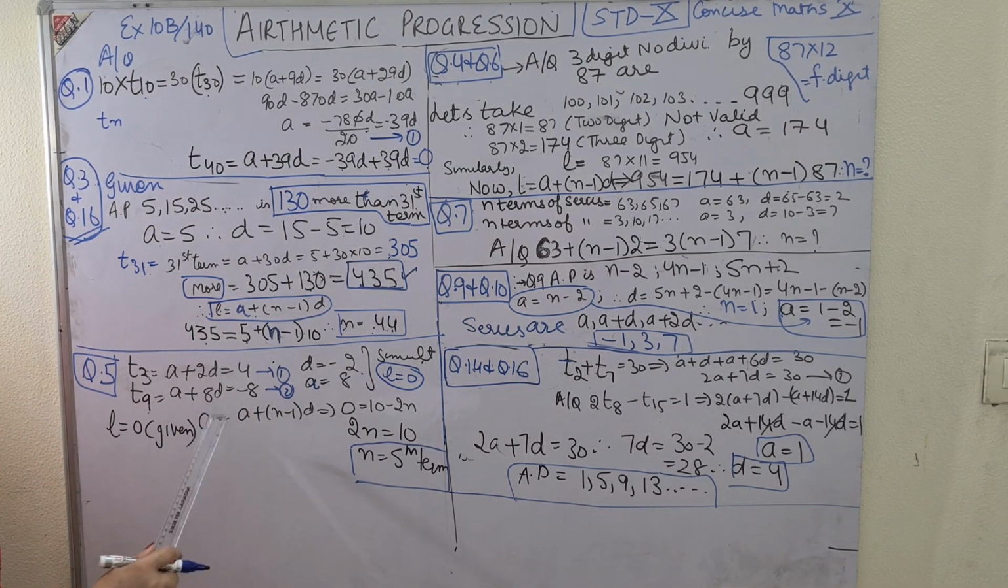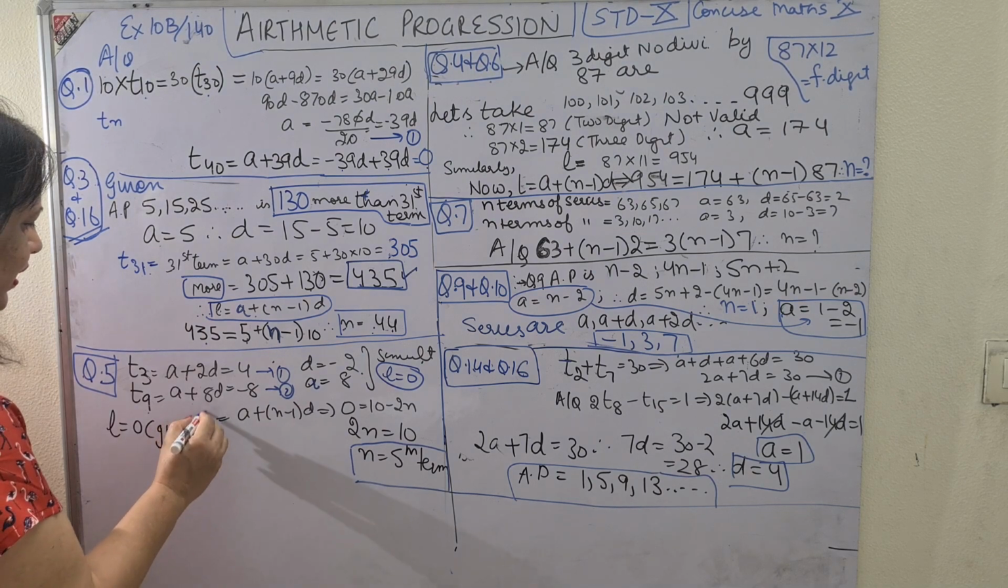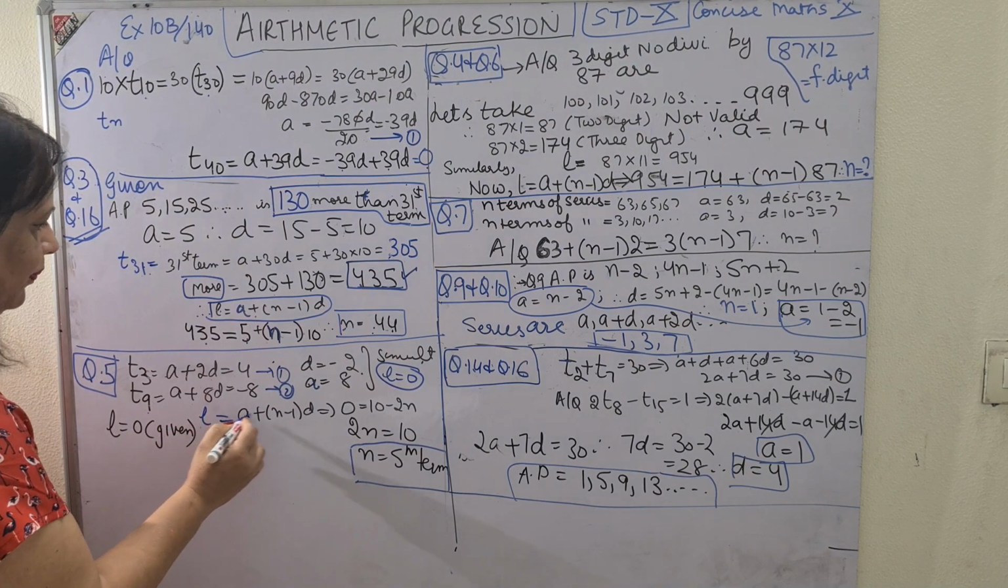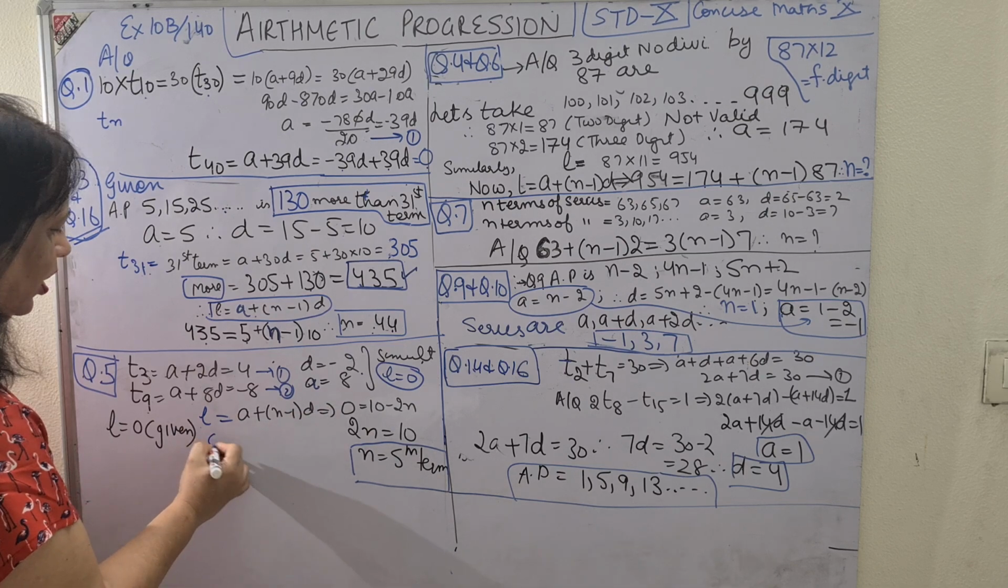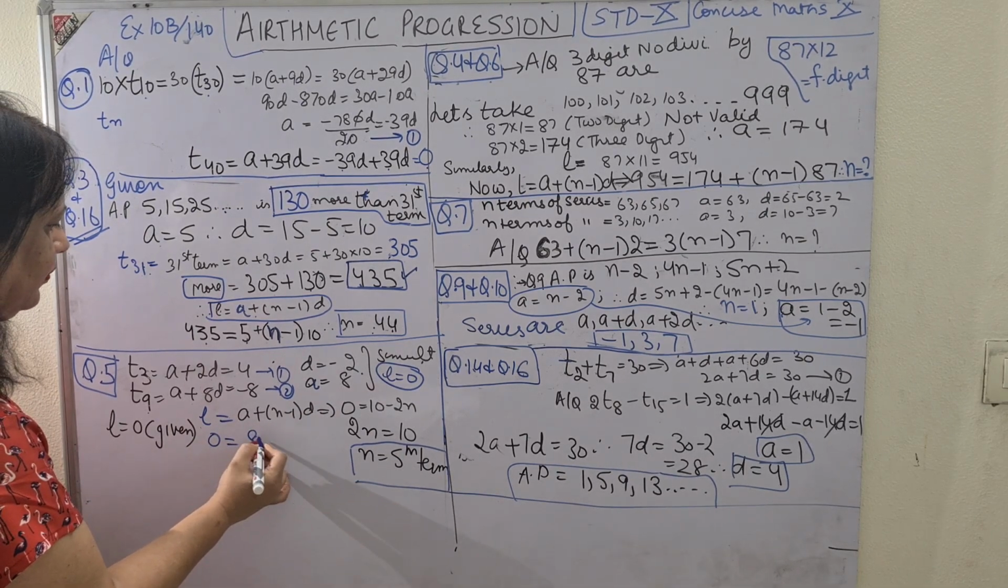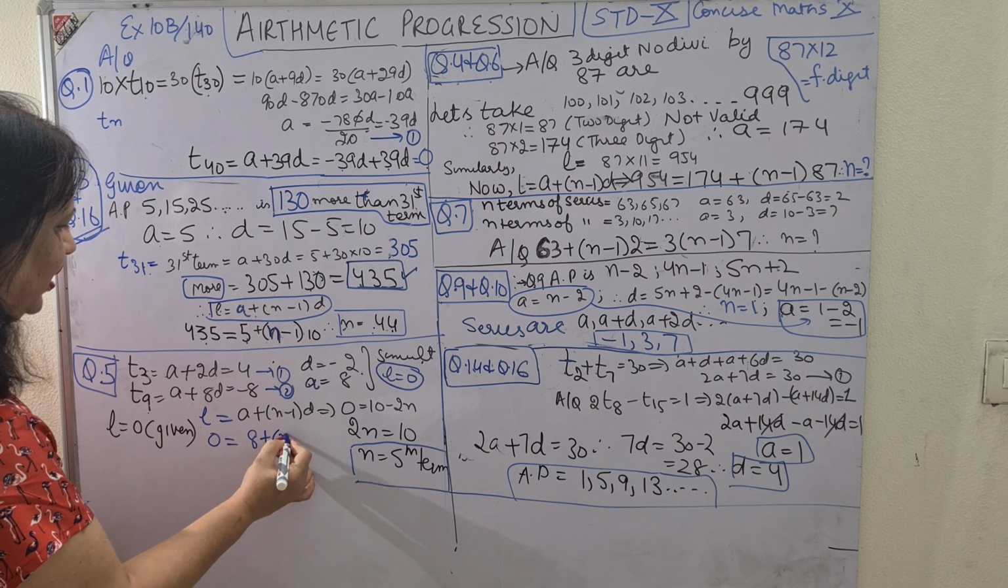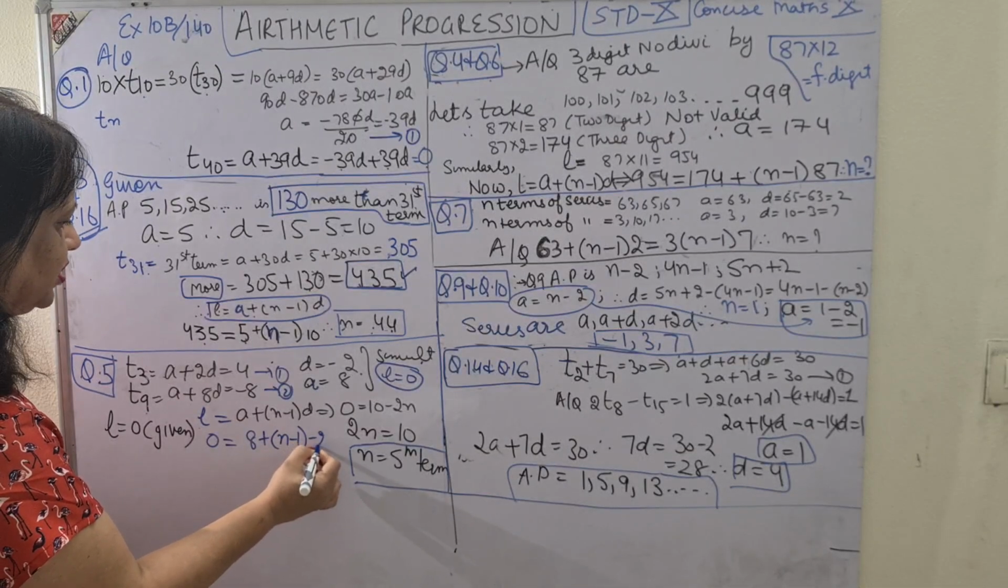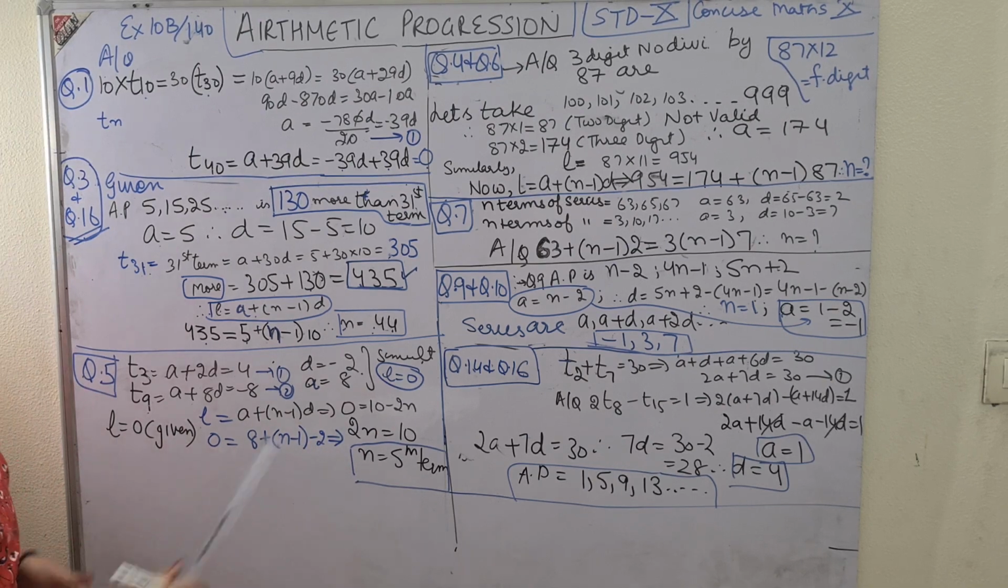L is equal to A plus N minus 1 into D. Please put the formula once. L is equal to A plus N minus 1 into D, or 0 is equal to A is 8 plus N minus 1 and D is minus 2. And then you calculate. After calculation, N will be the fifth term.